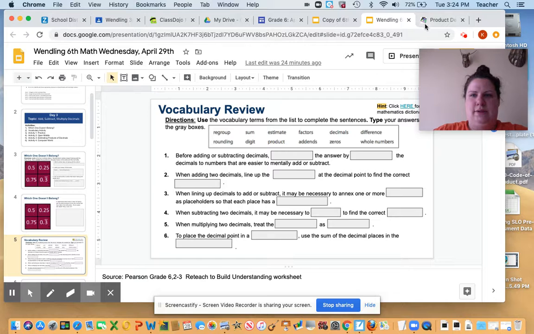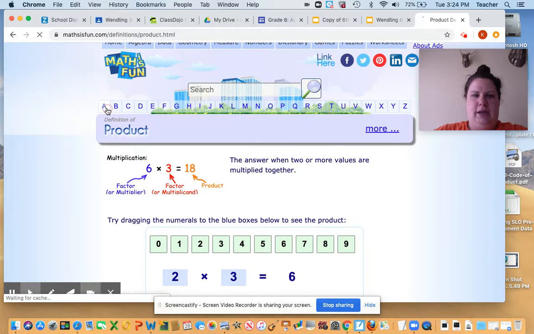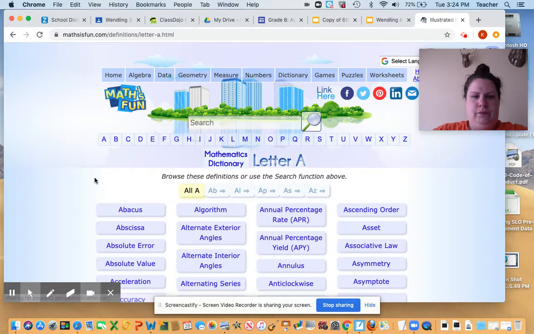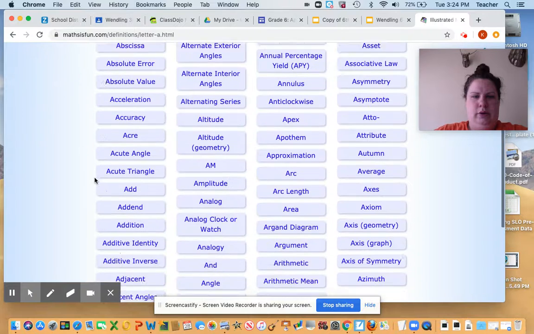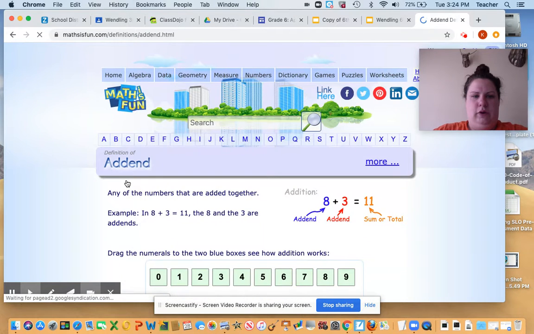Next we have addends. Back to A. Addend over here on the left. Any of the numbers that are added together. So again, I have an addition sentence, 8 plus 3 equals 11. The two numbers that are being added are the addends.